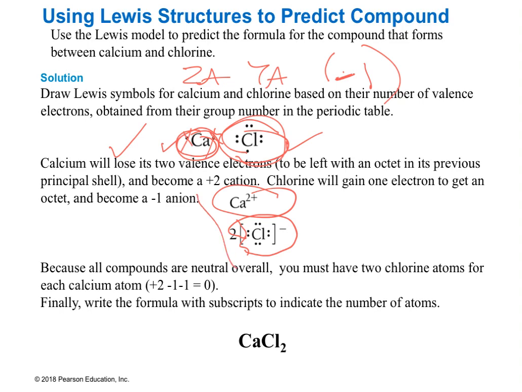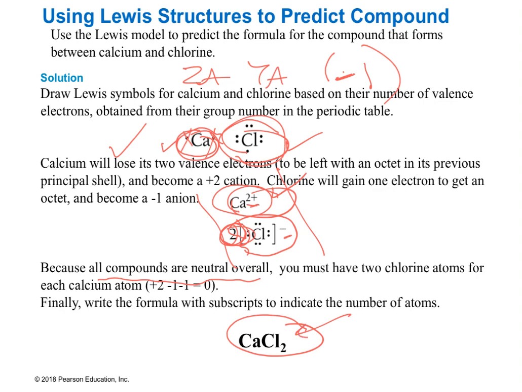Now, one thing you may not realize: when 2 elements or ions come together to bond, the overall charge must be 0. All compounds overall are neutral. So whatever our positive charge is, our negative charge must be equal, so that overall the charge is 0. And since calcium's +2 and chlorine's only -1, we need 2 chlorines in order to counterbalance the +2. And so what we're going to end up with is calcium chloride.